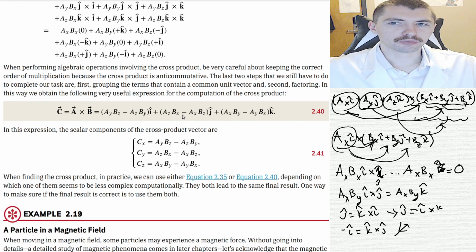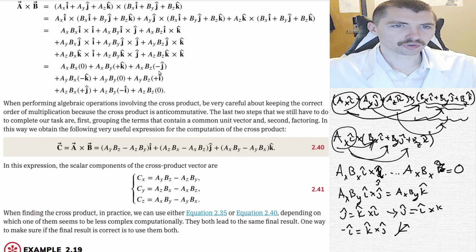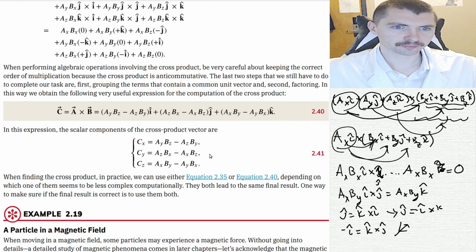So then you group them AY BZ minus AZ BY I. So I think they pulled out the J. You can distribute this negative sign on the J to AX BZ. So all the vectors, unit vectors are positive.